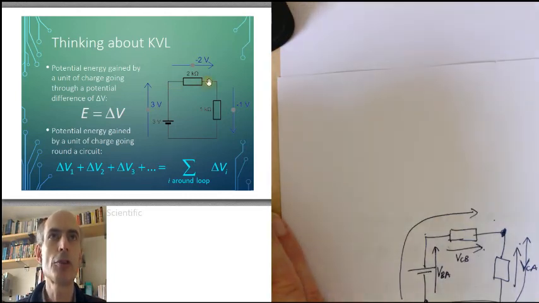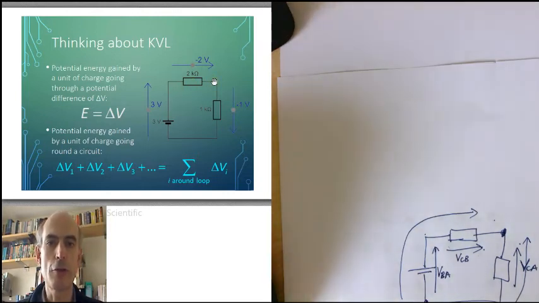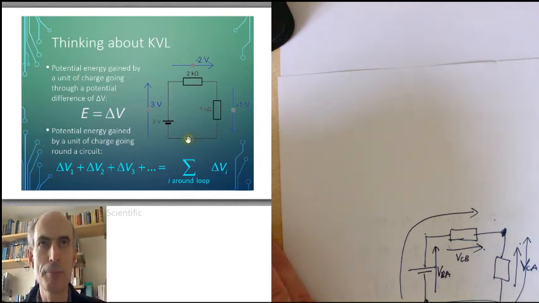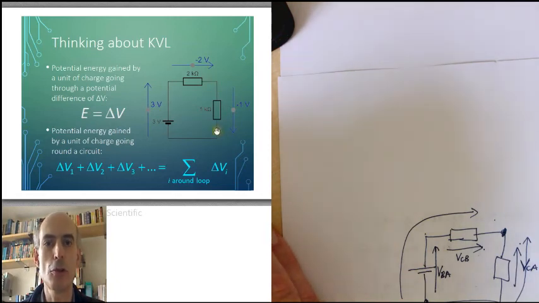Across this resistor here, with voltage drop of 2 volts across it, the charge is losing 2 joules of energy. And across this resistor here, where the potential drops by 1 volt, the charge is losing 1 joule of energy. So it arrives back down here with the same amount of energy that it had in the first place. Got 3 joules, lost 2 joules, lost 1 joule, back where we are.